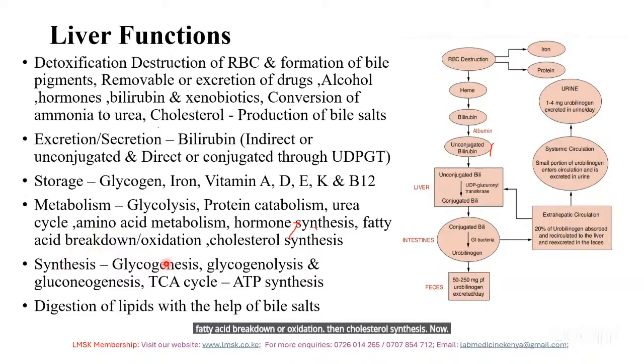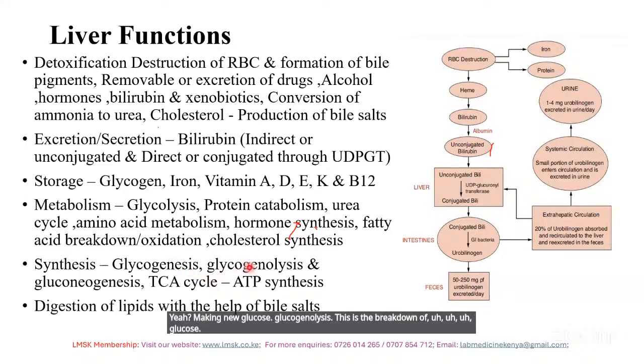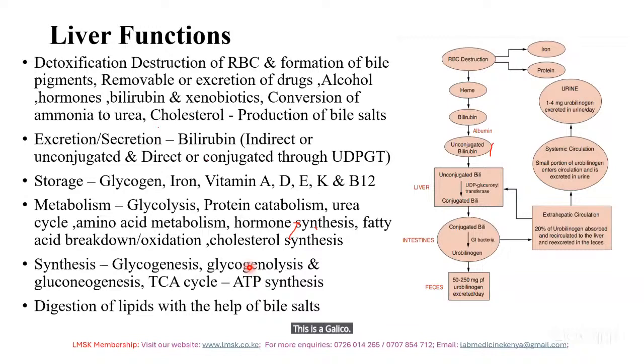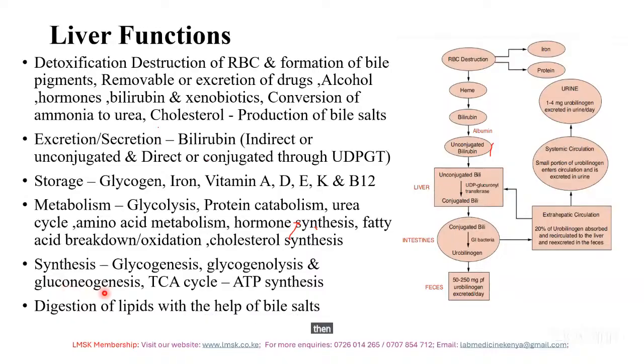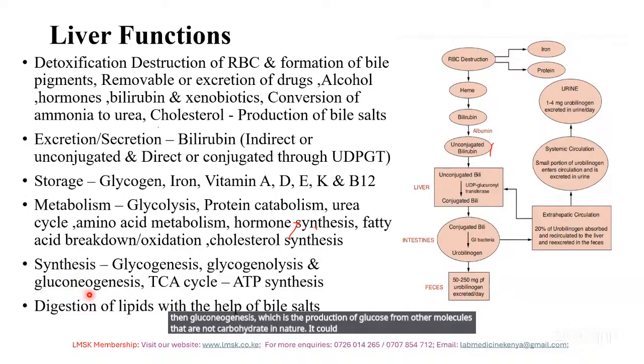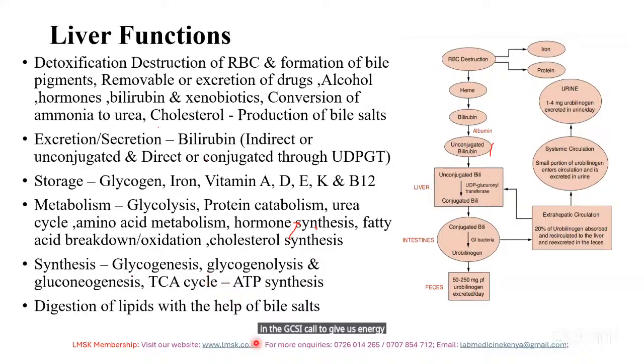Now, synthetic functions of the liver include glycogenesis, making new glycogen, and glycogenolysis, which is the breakdown of glycogen to release glucose. Then gluconeogenesis, which is the production of glucose from other molecules that are not carbohydrate in nature. It could be proteins, it could be fats. Then the TCA cycle to give us energy in the form of ATP. Then digestion of lipids with the help of bile salts, as we have highlighted.